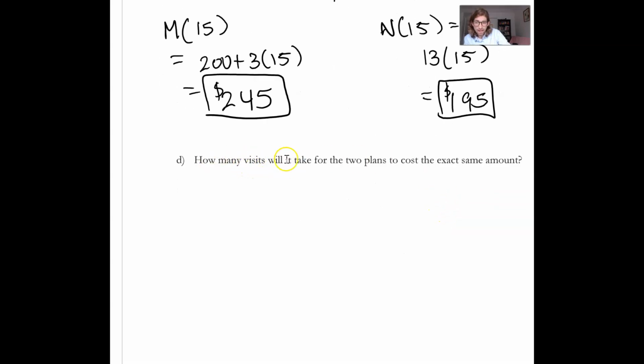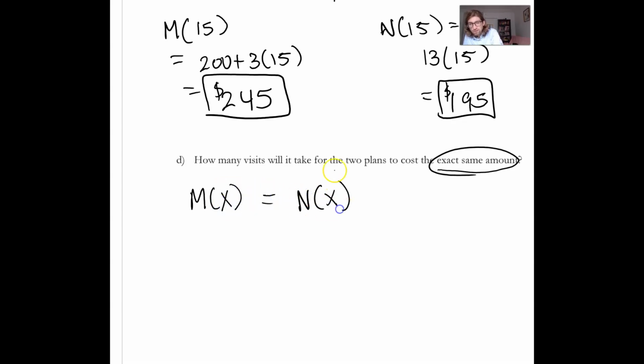And then our final question: how many visits will it take for the 2 plans to cost the same amount? This was a question on the test a handful of weeks ago that a lot of people had trouble with. How many visits till they are the same? What do we want to be the same? We want the member cost to be the same as the non-member cost. We're going to take our two equations, our two function rules, and set them equal to each other. 200 plus 3x, when is that equal to 13x?